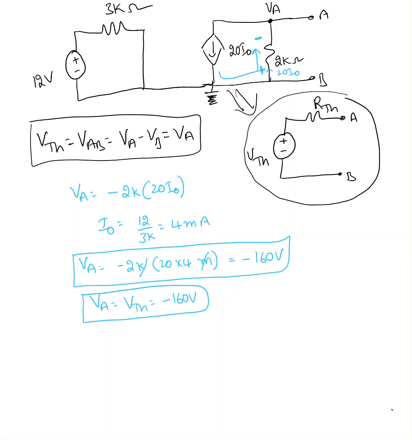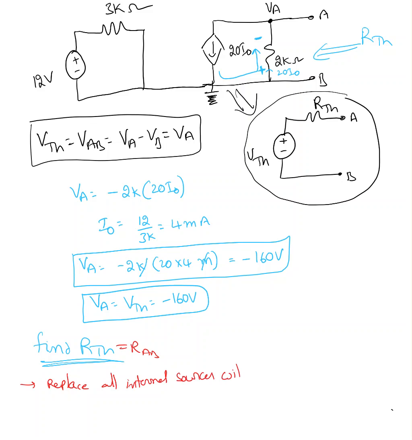Now the next step is finding R Thevenin. R Thevenin is nothing but the Thevenin equivalent resistance between AB terminals. So I'm finding the equivalent resistance between AB terminals. While finding RAB, in this case R Thevenin is nothing but RAB, replace all independent sources with their internal resistance.